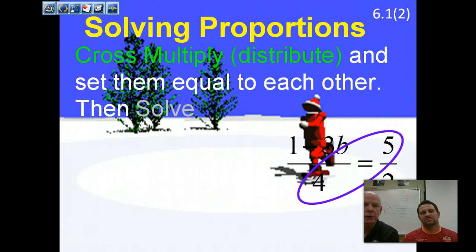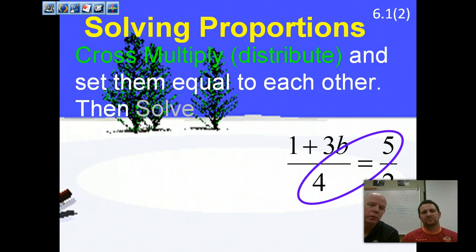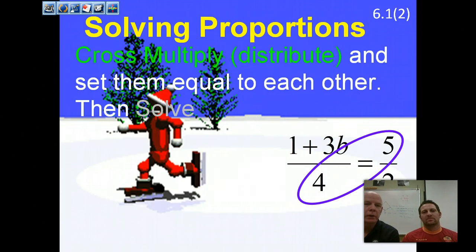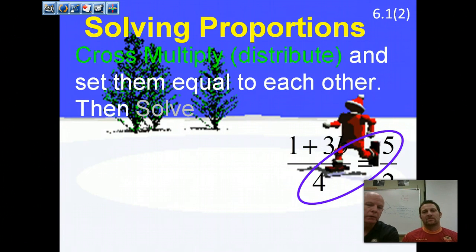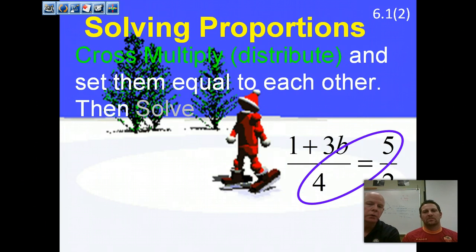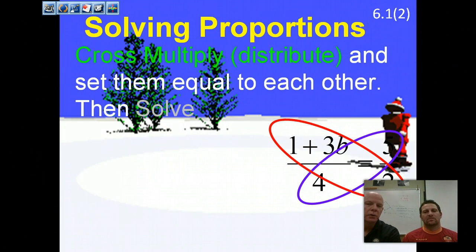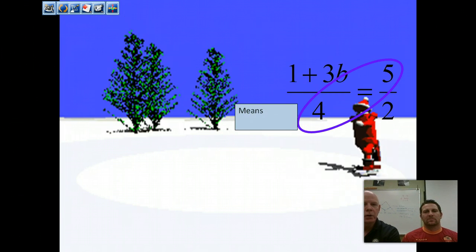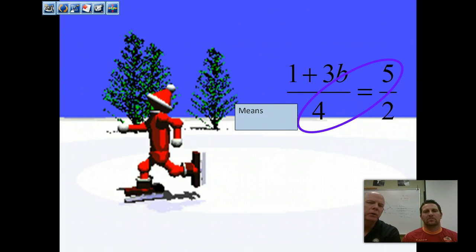So if we have 2 ratios equal to each other, it's a proportion. And the way we solve it is to cross multiply. If one of them has more than one term within that numerator or denominator, then you need to distribute through there. Then we just set them equal to each other, and solve. As in this example here, we're looking at the 4 and 5 being circled, and you need to multiply those 2 together, and then the 1 plus 3b and the 2, you would cross multiply those and multiply those together.